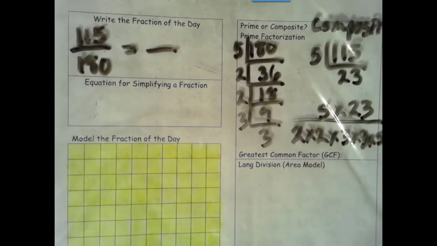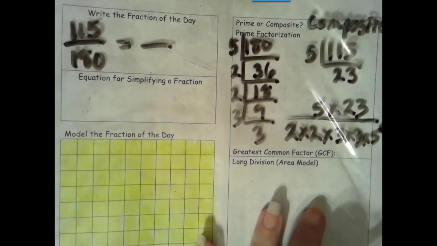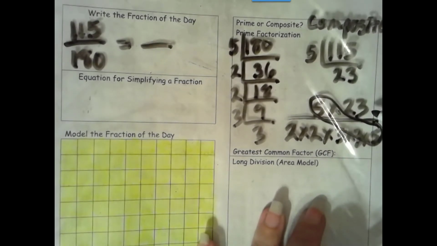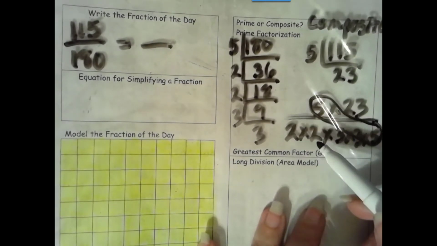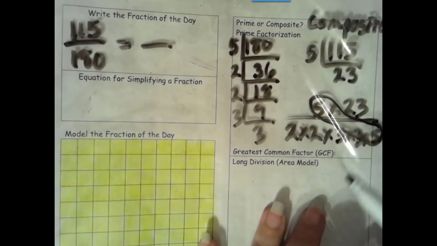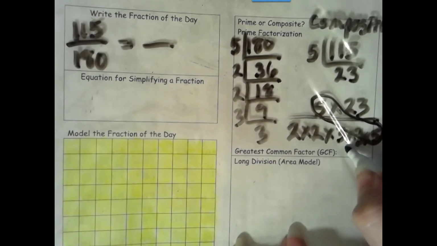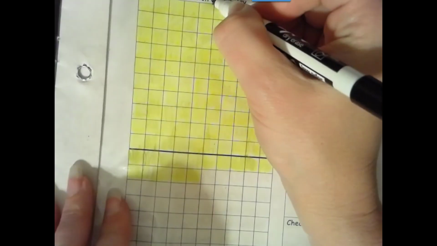So it looks like we have 5 in common, leaving 23 in the numerator, and 2 times 2, which is 4, times 3, which is 12, times 3, which is 36 in the denominator. So our greatest common factor is 5. Let's go ahead and make our groups of 5.